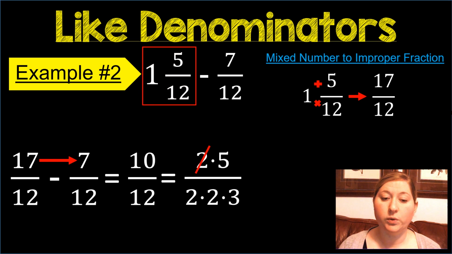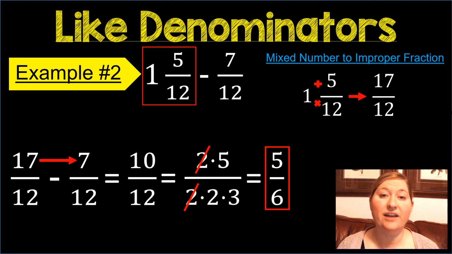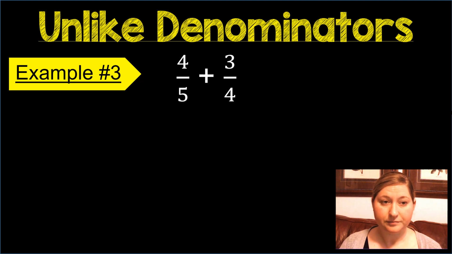I can see a 2 in the numerator and a 2 in the denominator is canceled. Now, the other 2 in the denominator stays there because I don't have another 2 in the numerator. All right, so I'm going to bring it back together. 5 is in the numerator, it stays 5. 2 times 3 will give me 6, and therefore my answer is 5 over 6. All right, let's look at example number 3.